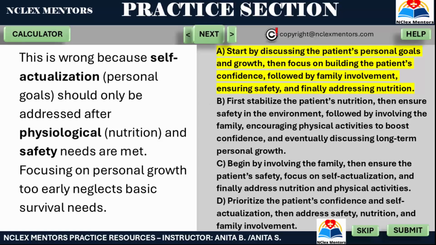Option A, start by discussing the patient's personal goals and growth, then focus on building the patient's confidence, followed by family involvement, ensuring safety, and finally addressing nutrition. This is wrong because self-actualization, or personal goals, should only be addressed after physiological or nutrition and safety needs are met. Focusing on personal growth too early neglects basic survival needs.